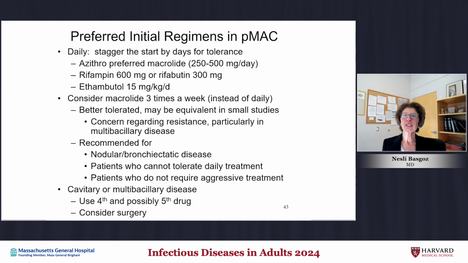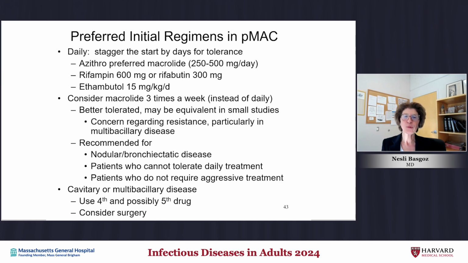Here are some preferred initial regimens in pulmonary MAC. This afternoon, Dr. Hurtado will discuss some advanced treatment strategies, both for MAC retreatment, but also for other NTMs. For daily treatment, we stagger the start by days to ensure patients have subjective tolerance. Azithromycin is the preferred macrolide. Rifampin, or less commonly rifabutin, are the rifamycins. And ethambutol at 15 mg per kg per day in initial regimens.